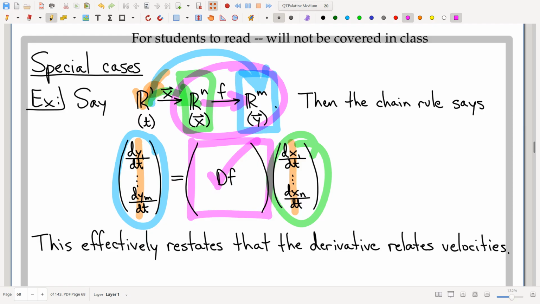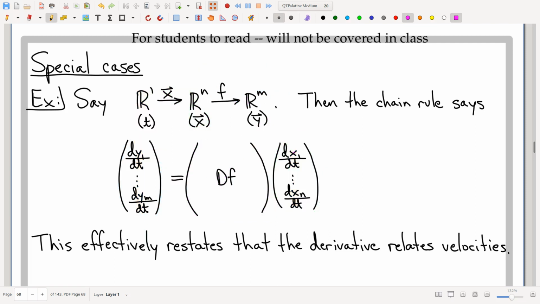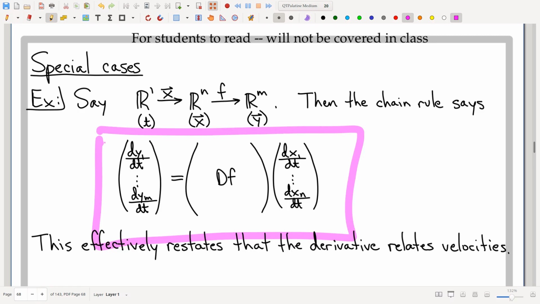So anyway, heads up, you will actually see this sometimes. Sometimes when this gets written down, it's stated as a property of the derivative matrix, and other times people will refer to this as, hey, here's the chain rule. And they're both right. Okay.